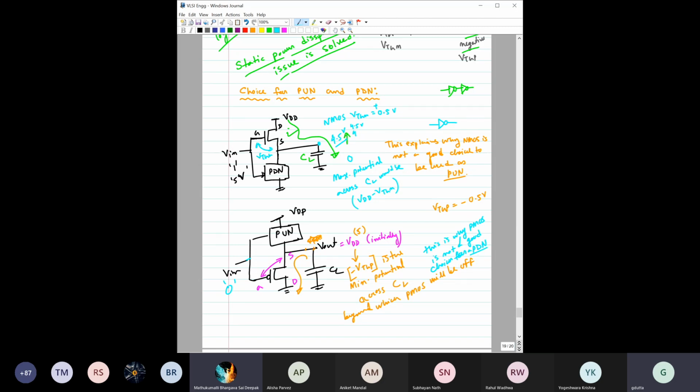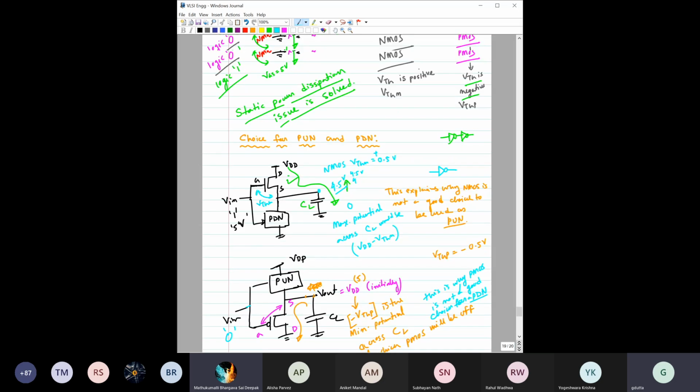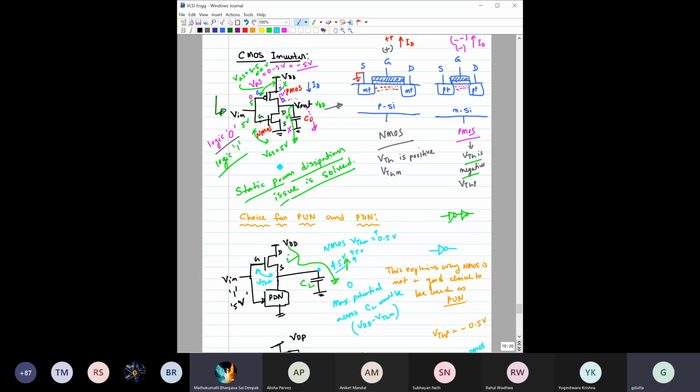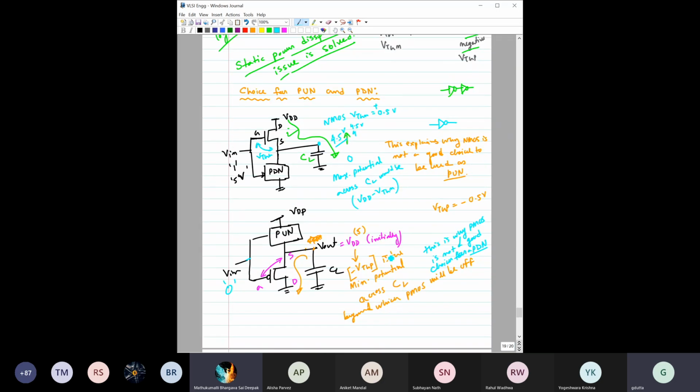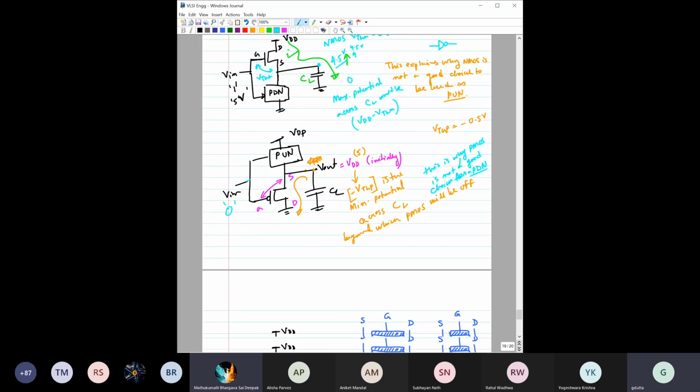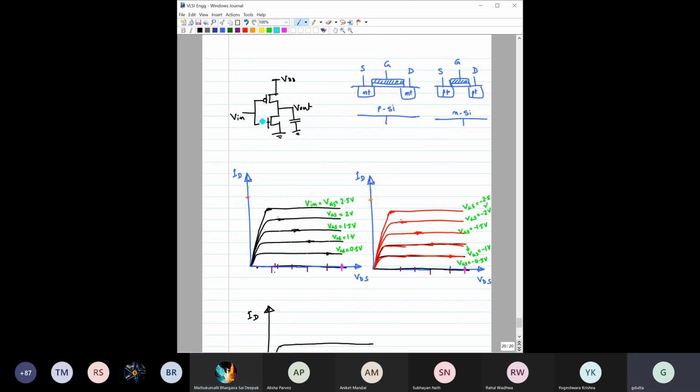I am not explaining why PMOS is a good choice for the pull up network, because we have already seen that there is no issue. So if there is no issue, then PMOS is good as a pull up network. Similarly, NMOS is good as a pull down network, because we have not seen any issue here. But this explains why the pull up and pull down networks we cannot interchange, right? Any doubt so far? Okay, very good then.